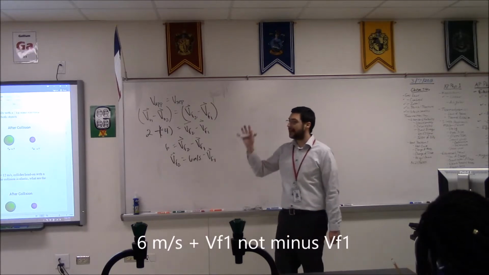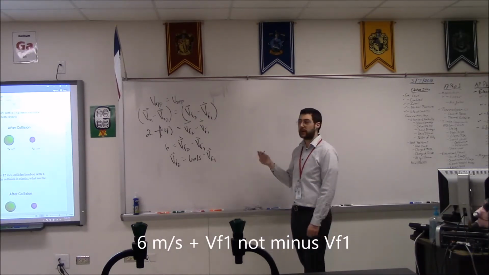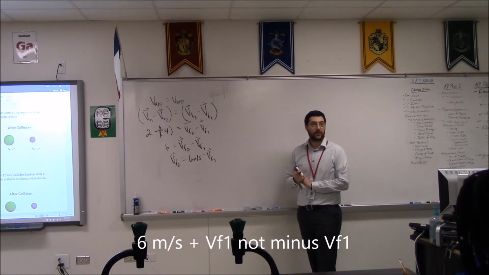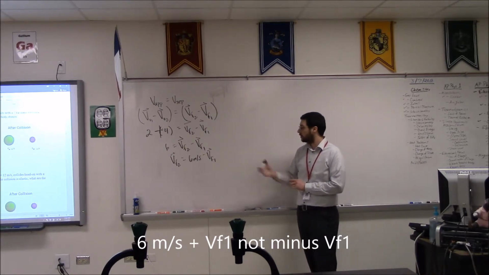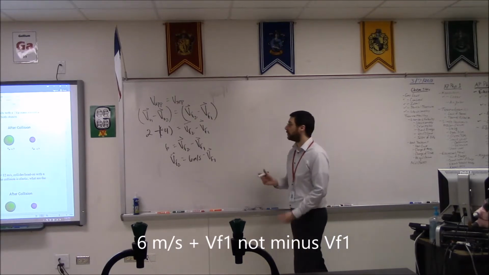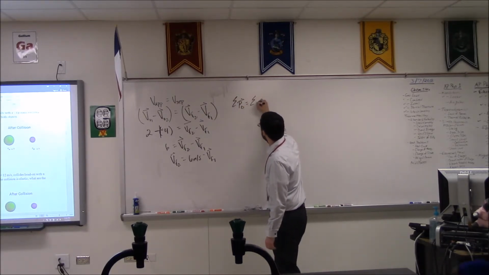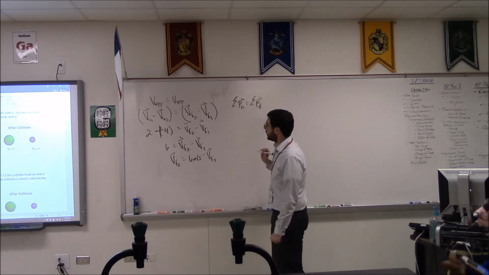So now I've got an equation with 2 unknowns. What I need to do is solve for V final 2, or solve for one of them. I need to do my conservation of momentum, right? Okay, I need 2 equations. So here's the second equation.